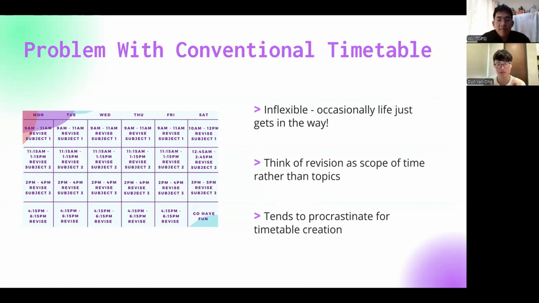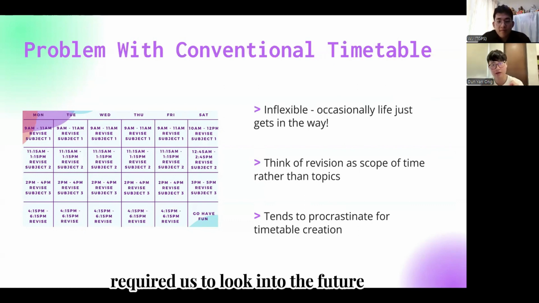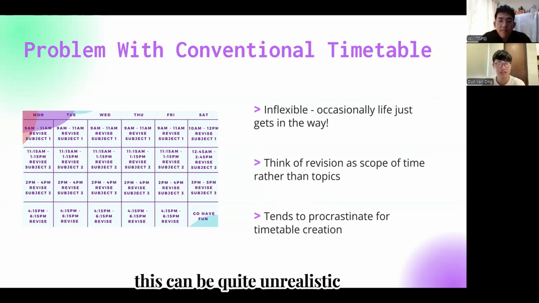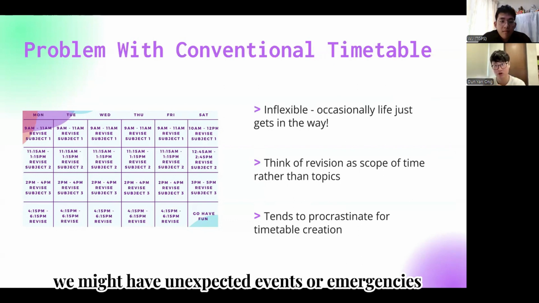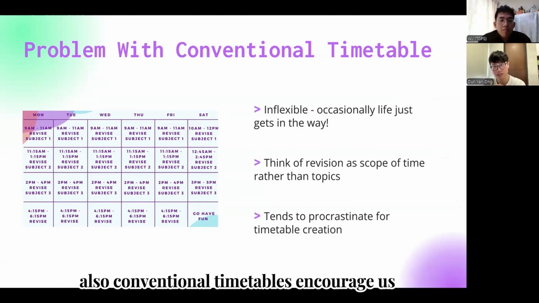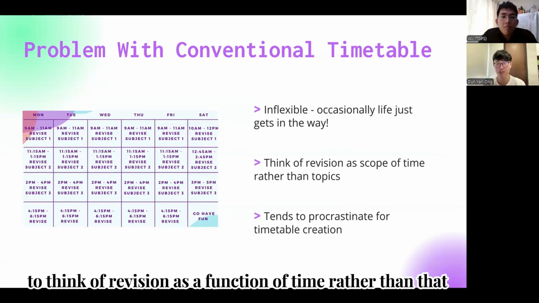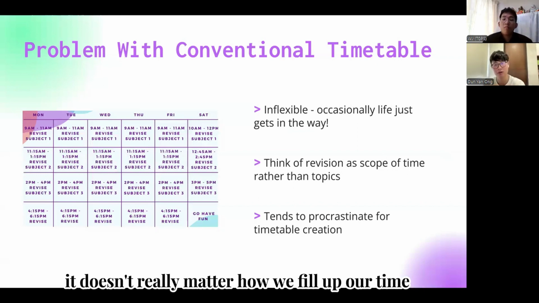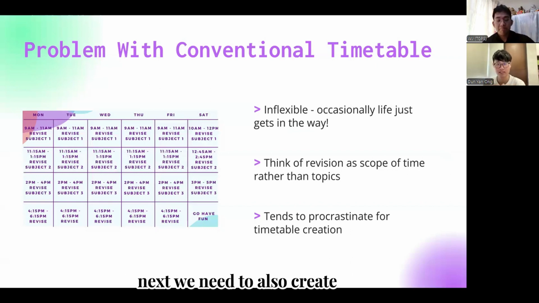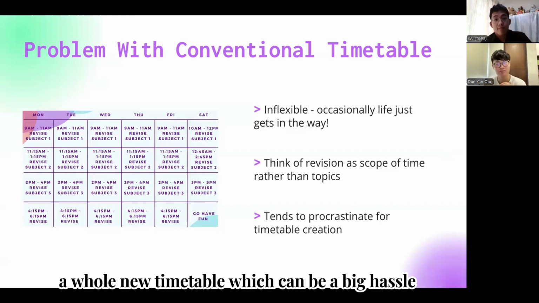Why didn't it work? The conventional timetable requires us to look into the future and work out the topics that we want to study. This can be quite unrealistic. Sometimes we might have unexpected events or emergencies that can interrupt our schedule. Also, conventional timetables encourage us to think of revision as a function of time. It doesn't really matter how we fill up our time. What matters is the understanding. Next, we need to also create a whole new timetable, which can be a big hassle.